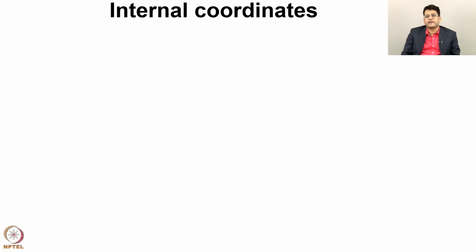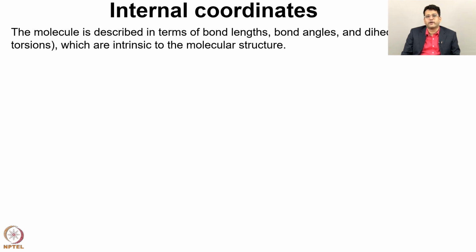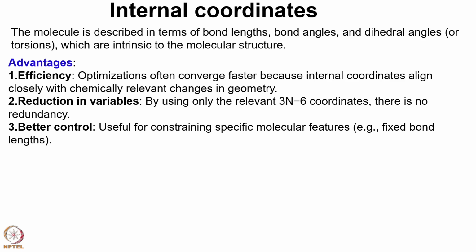So, what you do is switch to what is called an internal coordinate system. In internal coordinates, the molecule is described in terms of bond lengths, bond angles and dihedral angles, which are intrinsic to the molecular structure. The advantage is that optimization converges faster because internal coordinates align closely with the chemically relevant changes in the geometry.